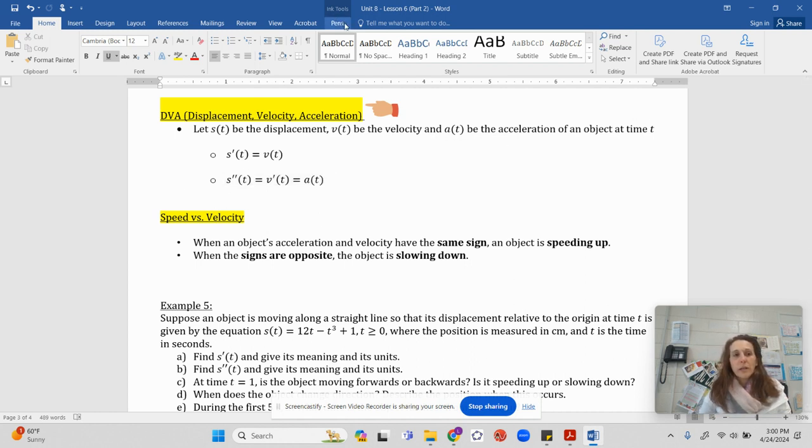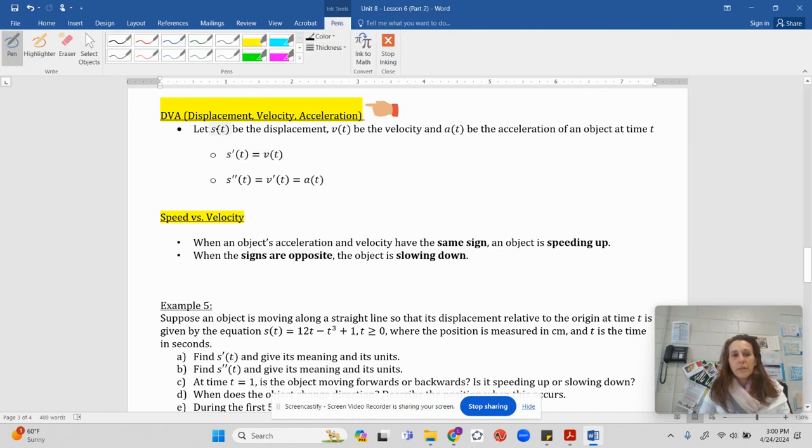We've already mentioned that the first derivative of the displacement is velocity. The rate of change of the displacement is the velocity, and the rate of change of velocity is the acceleration. Or similarly, the second derivative of displacement gives us the acceleration. So we've talked about this a little bit already. The new part is speed versus velocity.